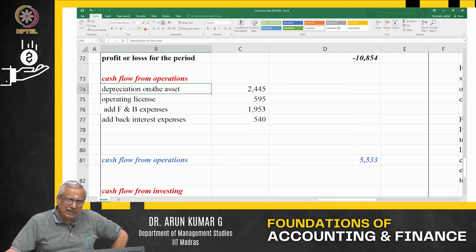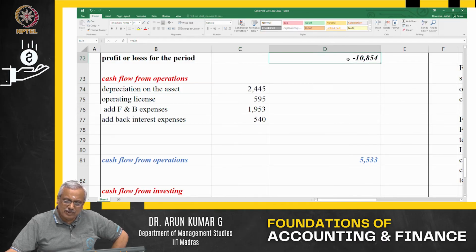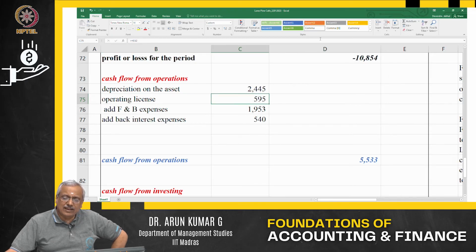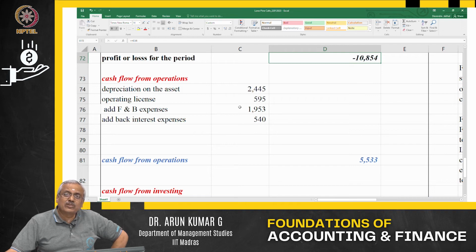Depreciation is a non-cash outflow. After deducting depreciation, I got this profit. After deducting operating expenditure, non-cash, I got this profit. I overcharged 11,000 as an expenditure on F&B, whereas I paid cash only 10,016. We have arrived at this; you have charged this.